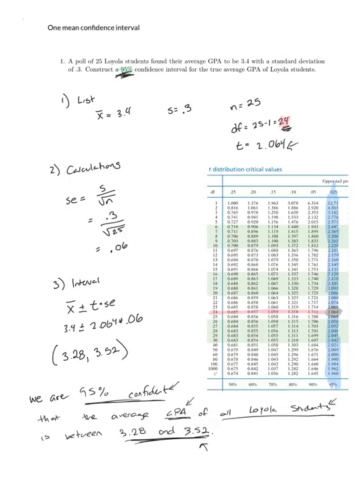So once again, what we said here is based on these 25 students, assuming it's a random sample of Loyola students, we're making this inference that we think the average GPA of all Loyola students is somewhere between 3.28 and 3.52, and we're 95% confident on that.